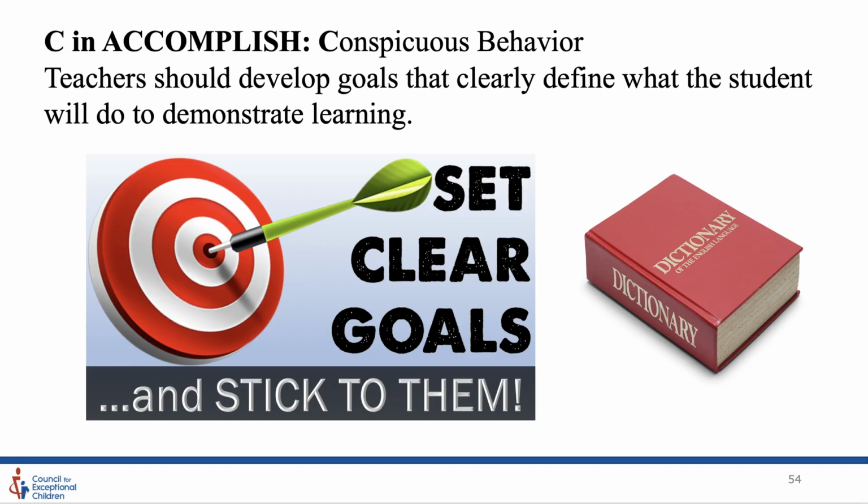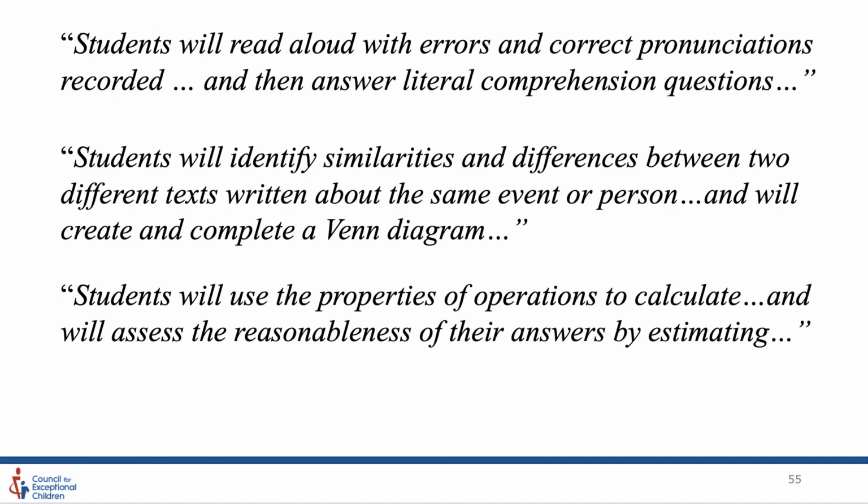The first C in ACCOMPLISH is about making sure that the goal has a conspicuous behavior specified. So that means the teacher should develop goals that clearly define what the student will do to demonstrate learning. So if we look at some of these samples, the student will read aloud with errors and correct pronunciations recorded and answer literal comprehension questions.